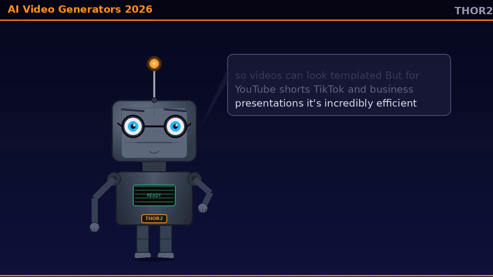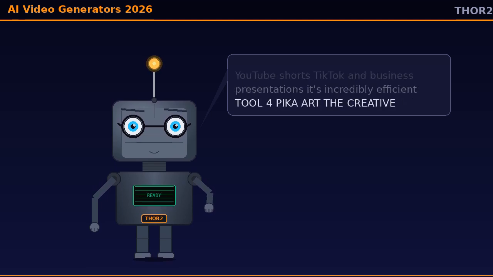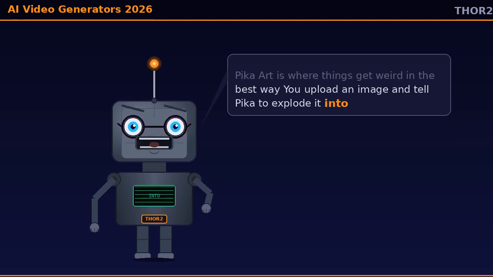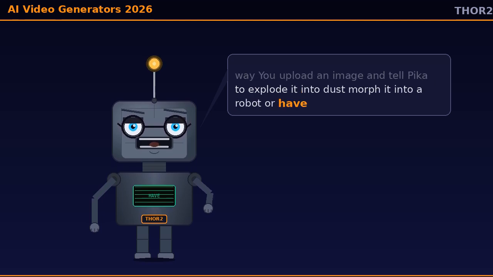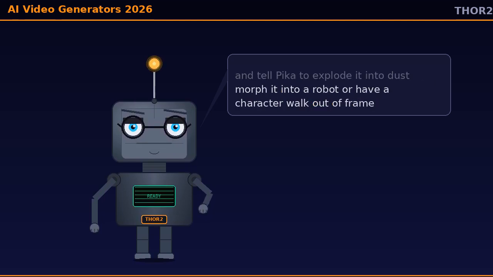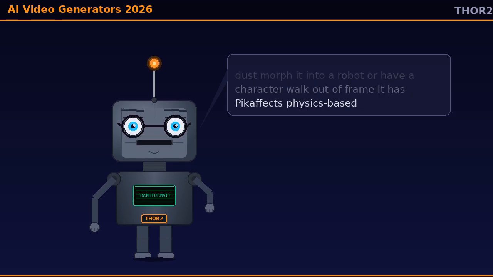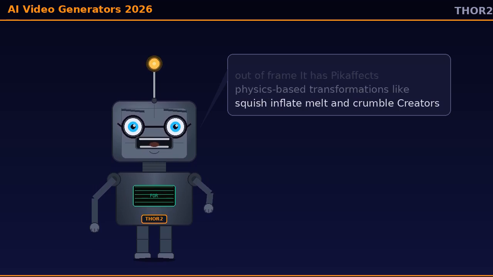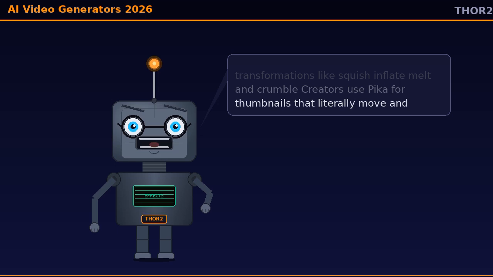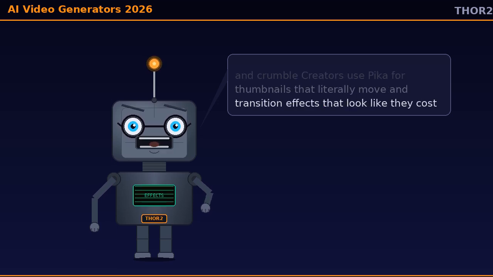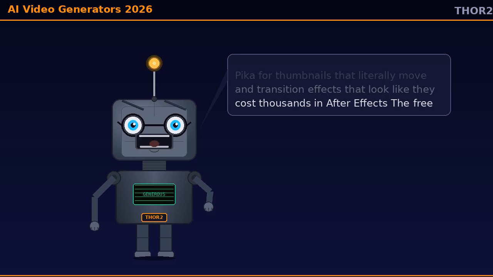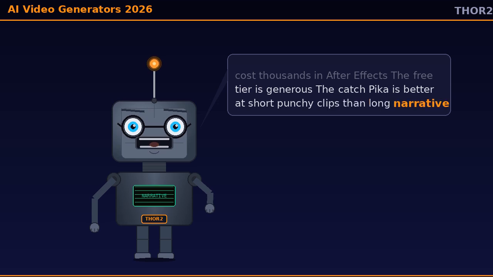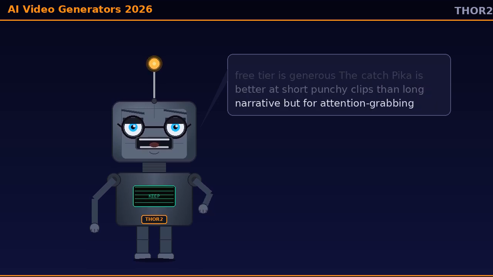Tool 4, Pika Art. The creative playground. Pika Art is where things get weird in the best way. You upload an image and tell Pika to explode it into dust, morph it into a robot, or have a character walk out of frame. It has Pikaffects, physics-based transformations like squish, inflate, melt, and crumble. Creators use Pika for thumbnails that literally move and transition effects that look like they cost thousands in After Effects. The free tier is generous. The catch: Pika is better at short punchy clips than long narrative, but for attention-grabbing visuals that keep people watching, it's unmatched.